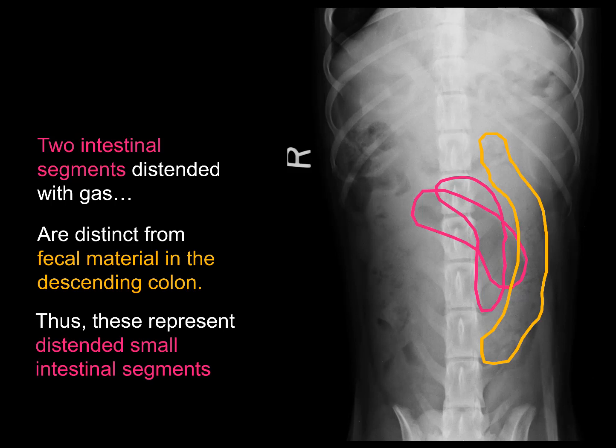And then I look and I can find, wait, there's material that looks like fecal material in this loop, and that really is very believable for the descending colon.